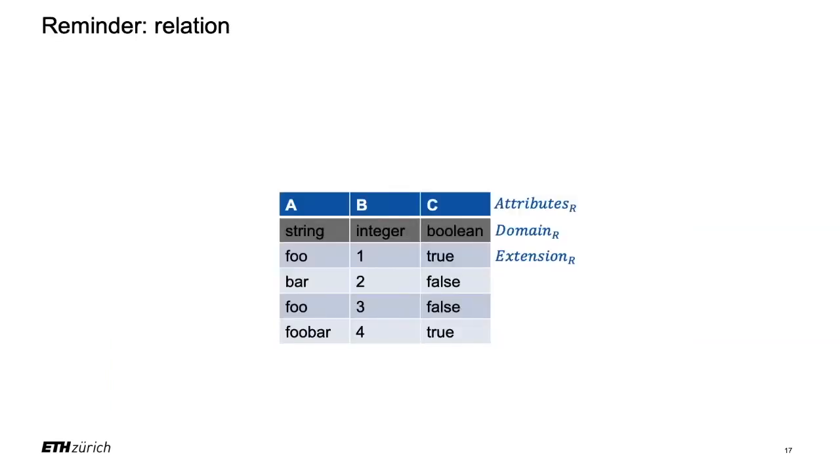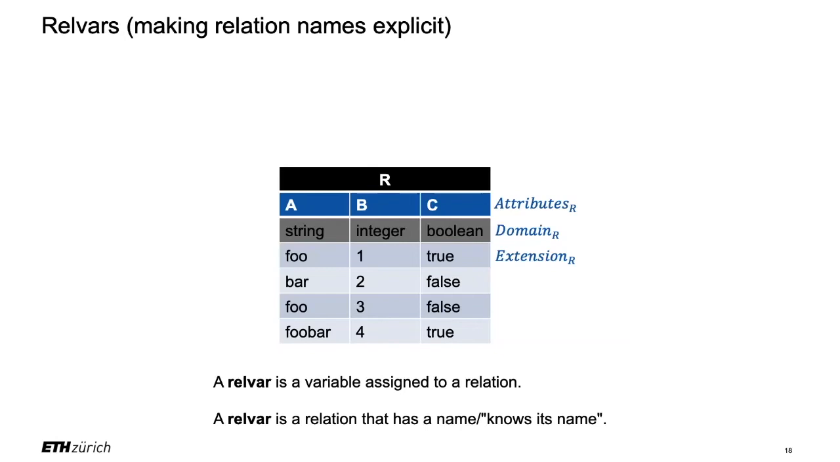So as a reminder, before we take the break, a relation has attributes and domains associated with the attributes and an extension. We add a little something today. We'll also give a name to the actual relation. That shouldn't really surprise you, because in PostgreSQL, we give names to the tables, right? When we created a table, we give it a name. So I do the same thing today. I'll add this extra line on top saying this is the relational table R, and it has columns A, B, and C, right? So it's called a rel var, but you don't need to be too scared by that. It's just a relation that has a name or knows its name.